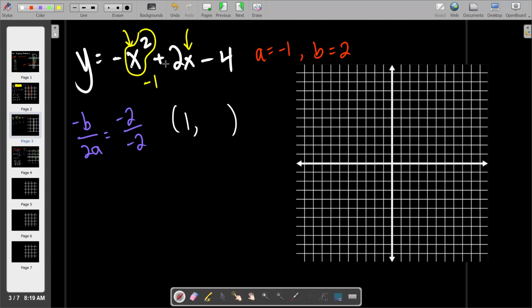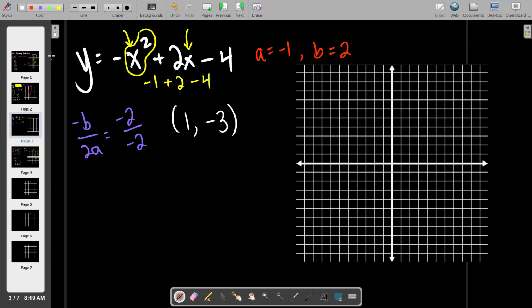And then it says plus 2 times, well, 2 times 1 is 2, and then -4. And then you got to do little kitty math. What's -1 plus 2? What's 1 minus 4? So we now know the location of our vertex is at 1, -3. Huge.